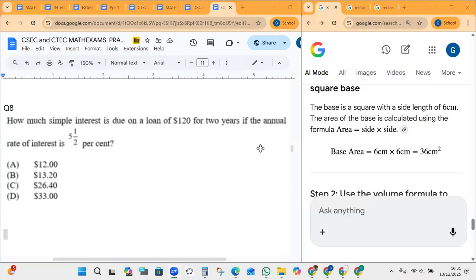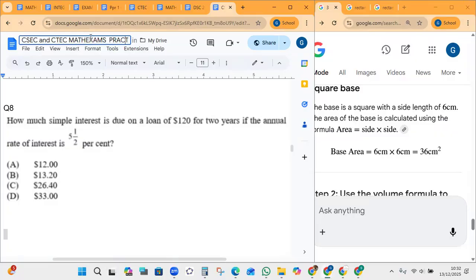In this recording, we are going to discuss question number 8 in the CTEC Mathematics Practice Paper 1A with the use of AI. So first, let us read what it says.